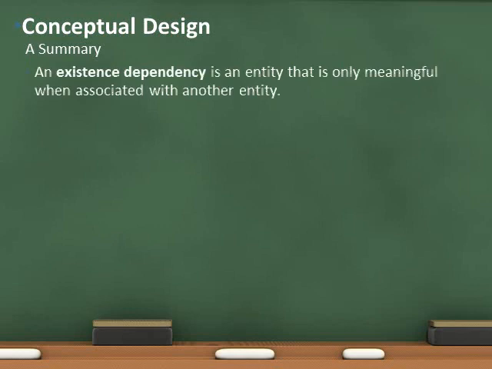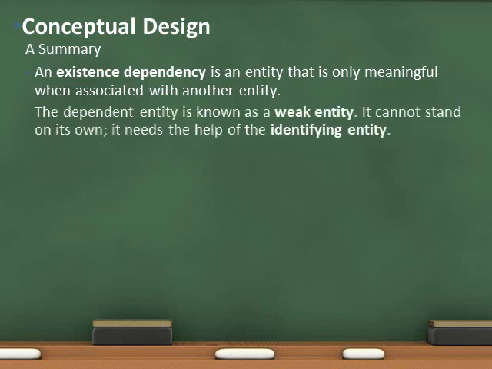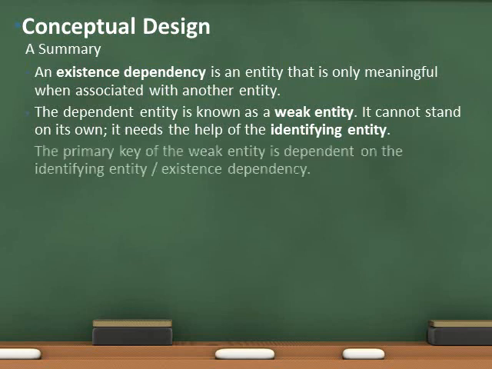Vanessa Mack presented the topic on existence dependencies and weak entities. An existence dependency is an entity that is only meaningful when associated with another entity. The dependent entity is known as a weak entity. It cannot stand on its own. It needs the help of an identifying entity. The primary key of the weak entity is dependent on the identifying entity, and that is your existence dependency.